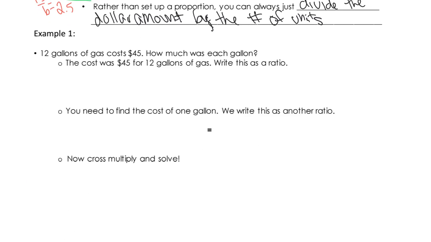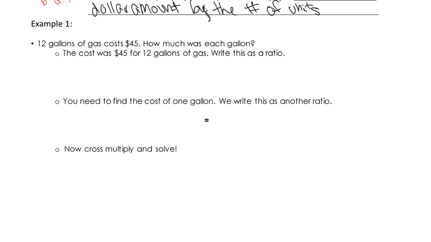In example 1, I want you to set up a proportion. So we have 12 gallons of gas, cost $45. How much was each gallon? So we want to write this as a ratio. So I'm going to write it as gallons over dollars. Okay. We need to find the cost of 1 gallon. Okay. And we have that it's $45 for 12 gallons. Okay.